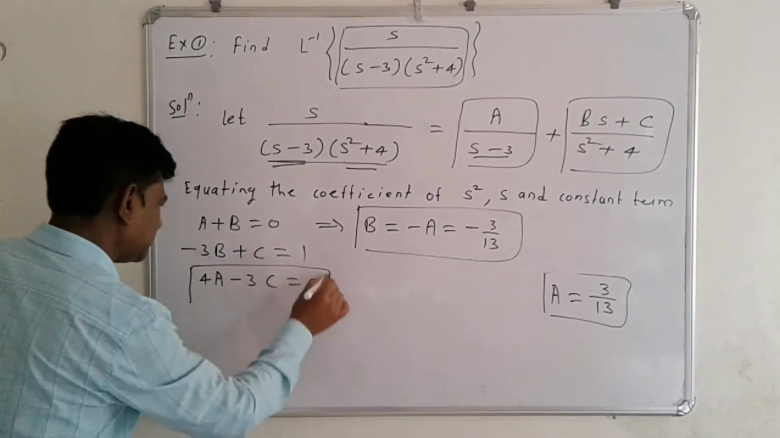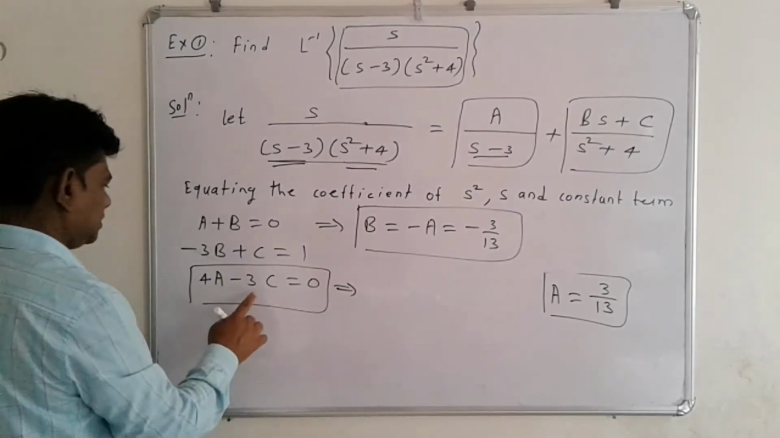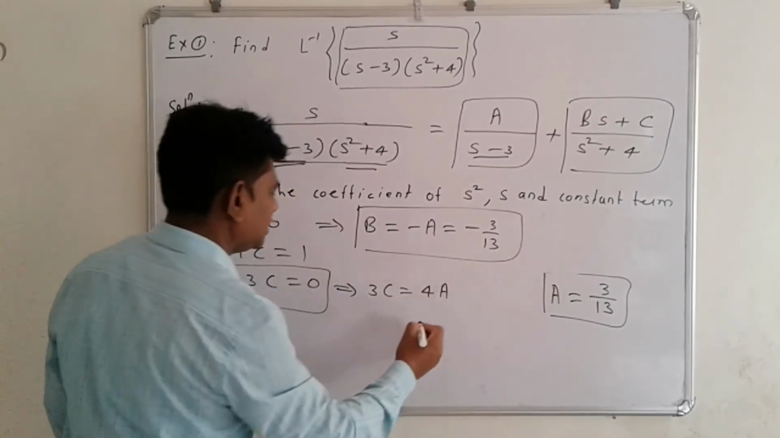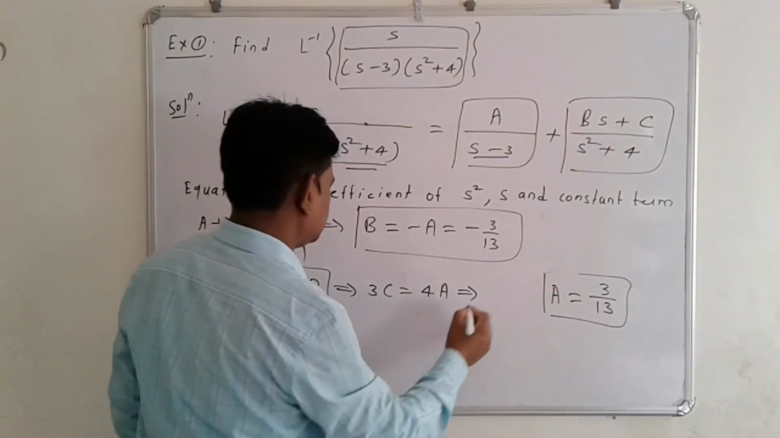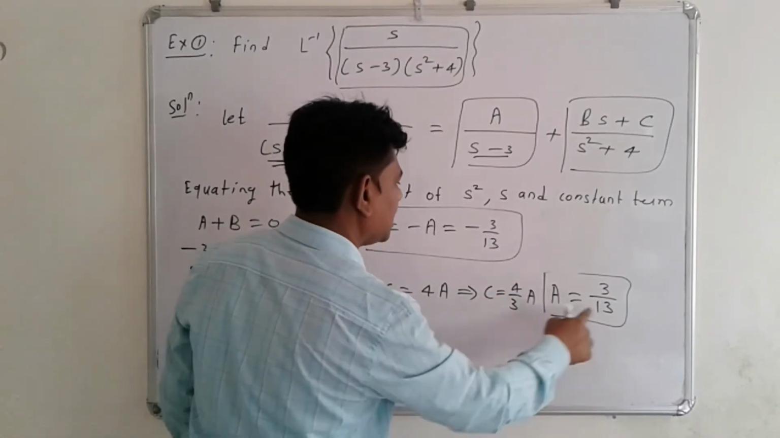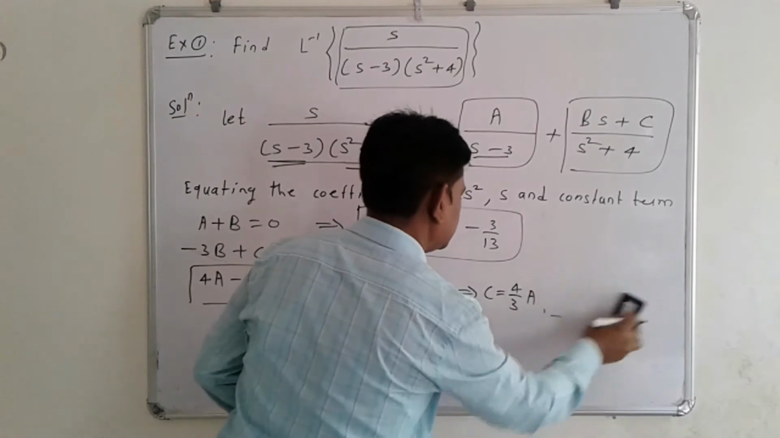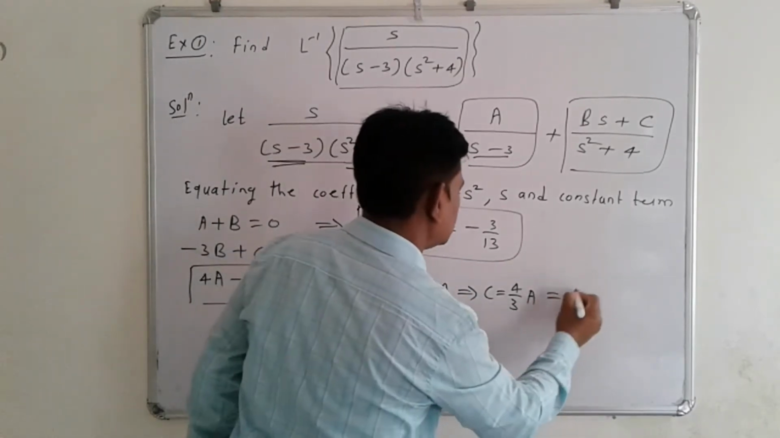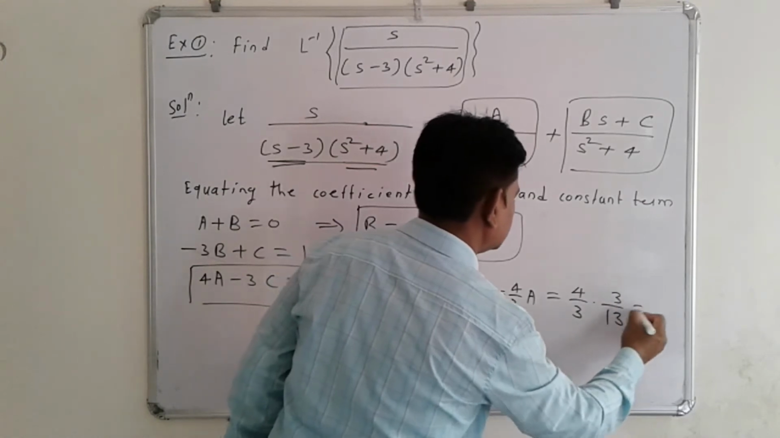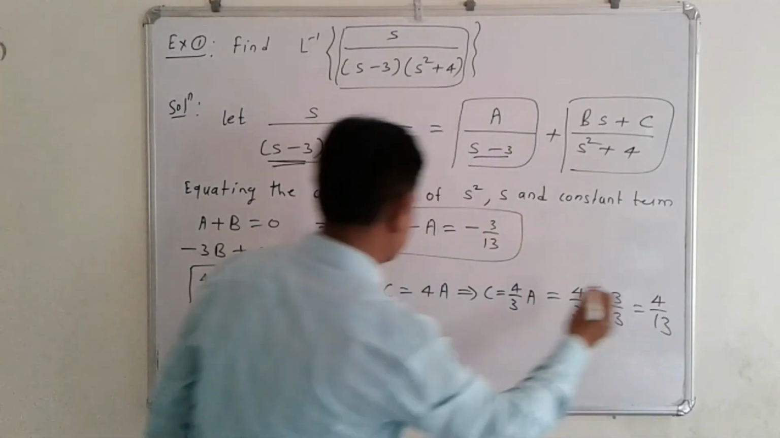Now by using this equation, 4a minus 3c is 0, so 3 times c is equal to 4 times a, and this implies that c is equal to 4 by 3 a, and a is 3 by 13. The answer is 4 by 3 times 3 by 13 is equal to 4 by 13. So this is the c.